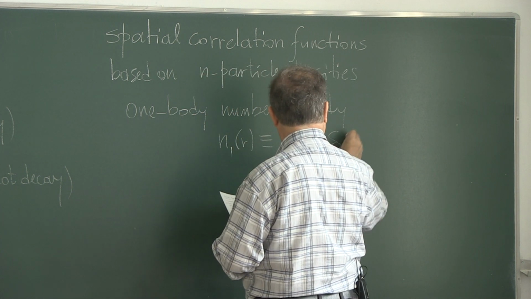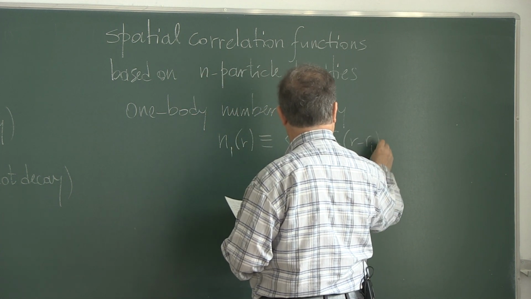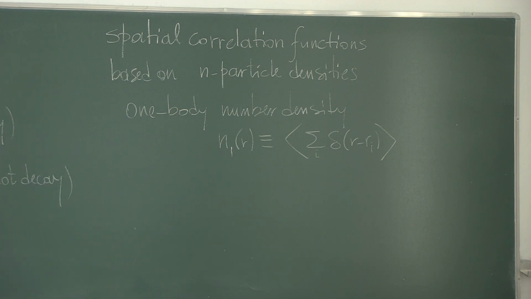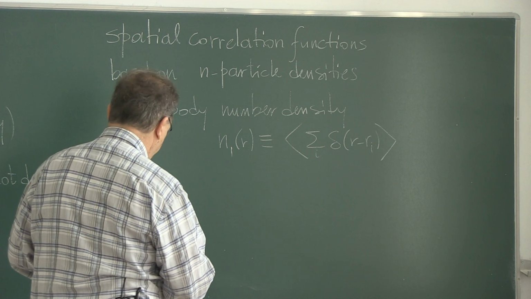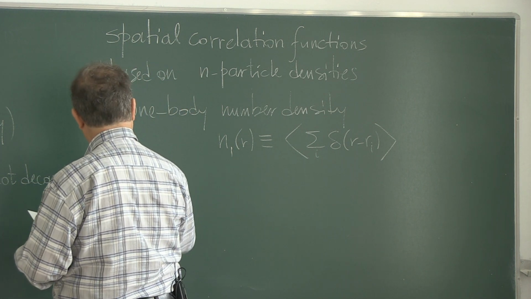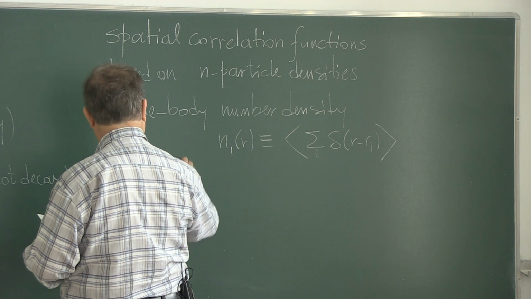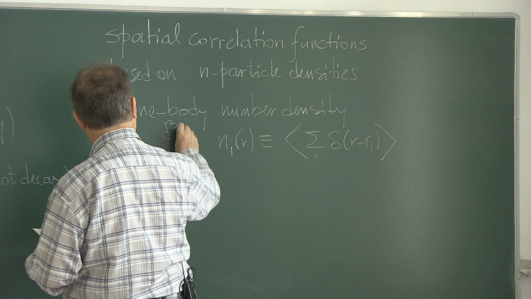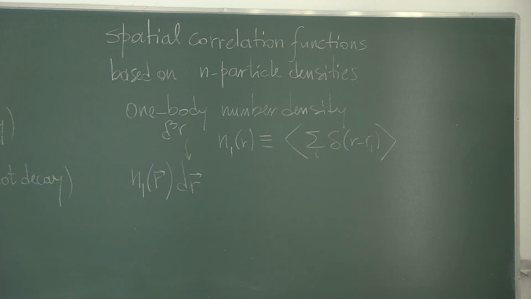the sum over i of delta(R minus Ri). There is a contribution if R equals Ri at the particle. The meaning of this function is that N1(R) dR, you can also write this as d cube R, is an infinitesimal volume.